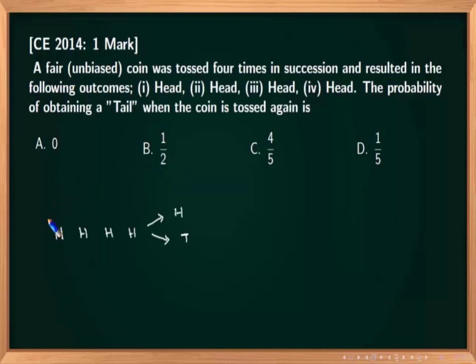Now, if you have any kind of confusion, you can think about this in such a manner that you have already made four tosses. For 2 raised to 4, you have 16 possible outcomes in 4 tosses. Now, the probability of getting this particular thing, head, head, head, head, will be 1 by 16.